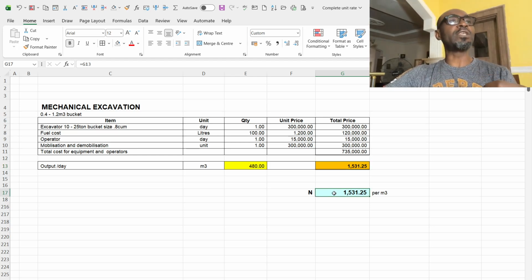This is excluding your overhead and profit. So this is your cost for excavating 1 cubic meter using mechanical means.